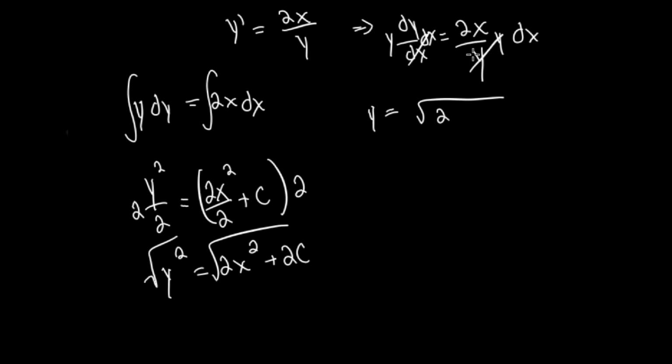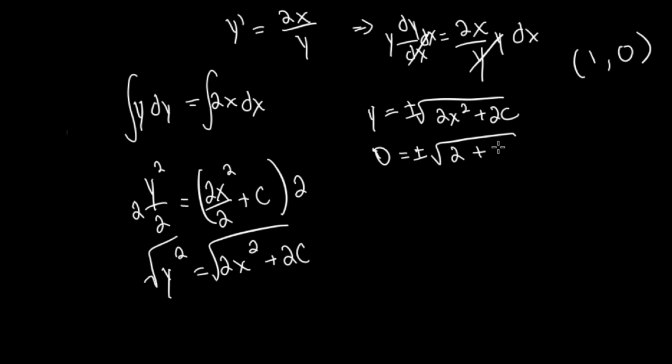So if in this instance we were given an initial condition, right? And let's say our initial condition would have been 1 and 0. I don't know. Let's just say that. So that means if we plug in 1 into this, or if we go back here, or actually we can stay here. We're left with 0 is equal to, we don't know if it's going to be plus or minus the square root of, and then we plug in 1 into our x. This is going to be 2 plus c.